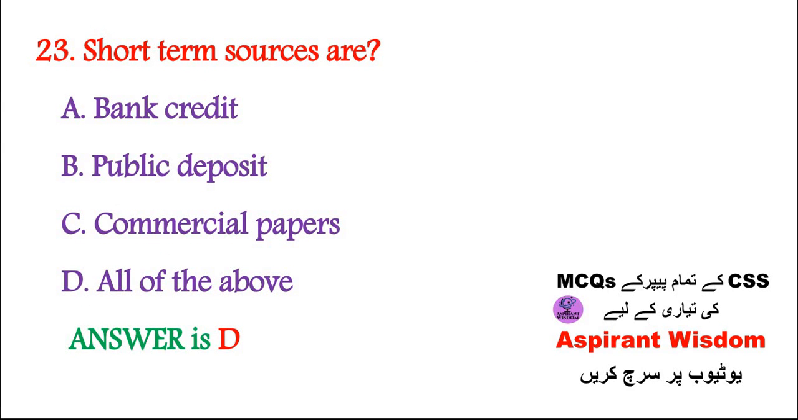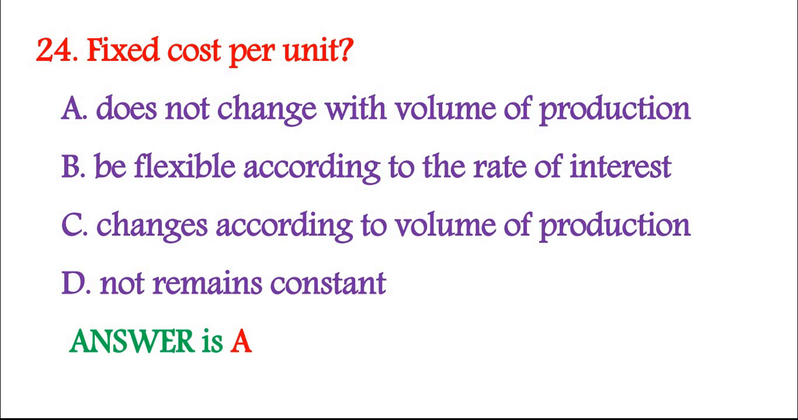23. Short-term sources are: A. Bank credit, B. Public deposit, C. Commercial papers, D. All of the above. Answer is D. 24. Fixed cost per unit: A. Does not change with volume of production, B. Is flexible according to the rate of interest, C. Changes according to volume of production, D. Does not remain constant. Answer is A.